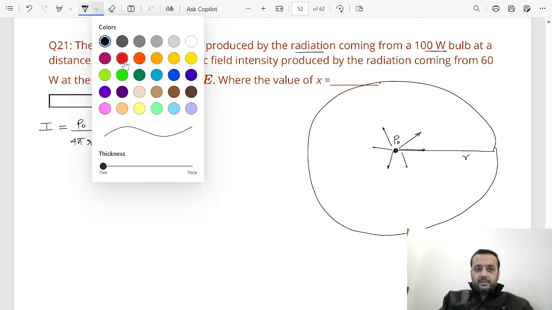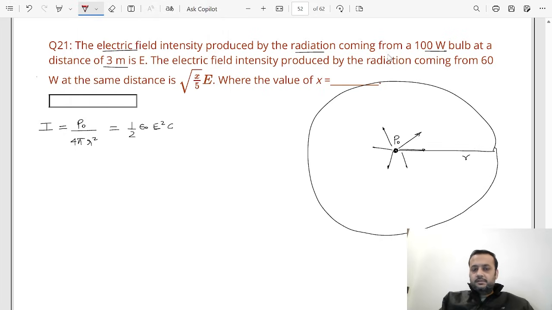So if I use the same result in the two situations, in the first case the bulb was 100 watt, so power of the bulb will be 100. Distance is 3 meters, so this will become 3 square. That will be equal to half epsilon naught into electric field square, where E is the electric field intensity here, into speed of light.